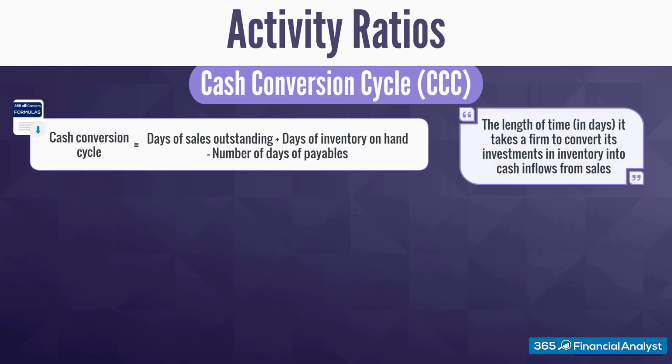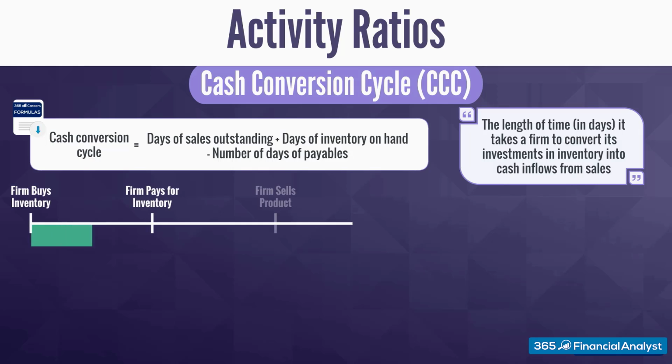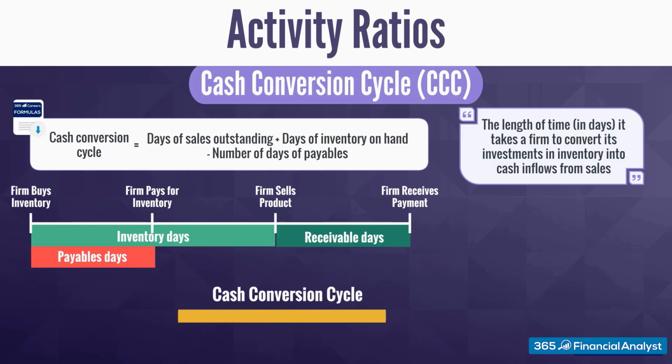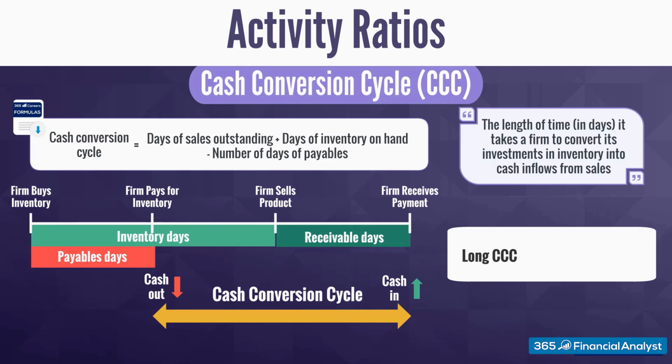Let's visualize all this. The green bars show the number of days related to cash inflows, while the red one corresponds to the days of payables, or cash outflows. The cash conversion cycle is the difference between the two. For companies, a long cash conversion cycle is considered undesirable. The longer it is, the higher the firm's working capital.